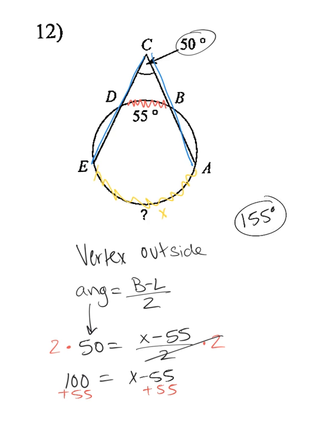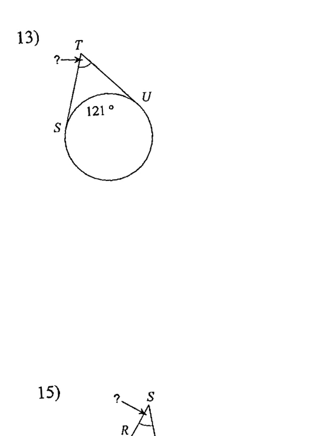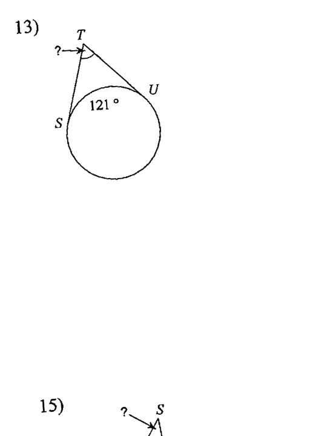And then you can kind of check to see if that makes sense. If this was 155, then we would do 155 minus 55 divided by 2 to get that. Well, this minus this would give us 100 divided by 2 is in fact 50, so we did do it right. All right. Number 13 is the same kind of idea. Vertex outside the circle. There's a tiny trick to number 13.